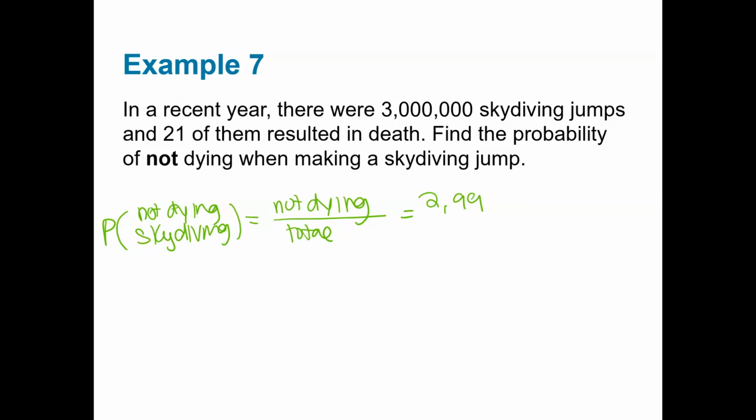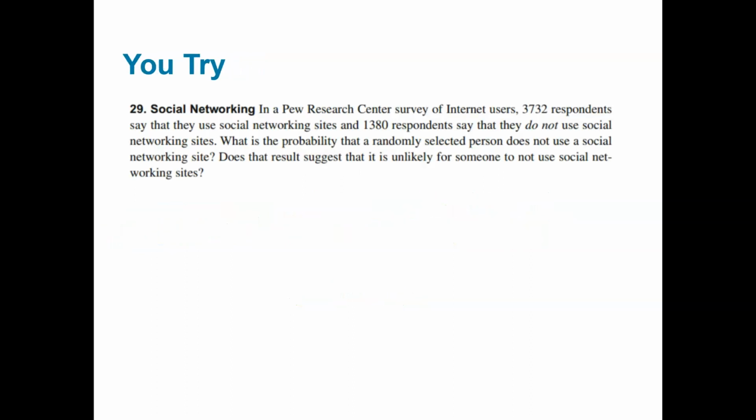How many people didn't die is 2,999,979. And then over that 3 million. When I calculate that, I get 0.99999 and so on. That is the probability of not dying. I like that number. That almost makes me want to skydive, but I can tell you with certainty that I will never skydive.